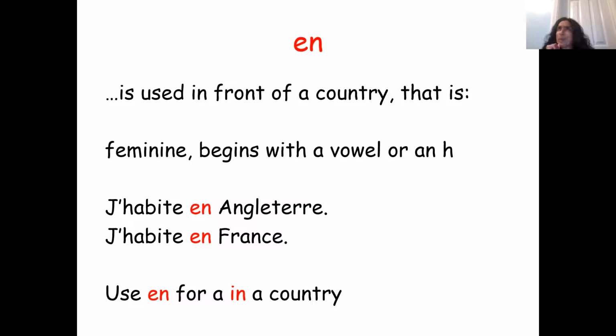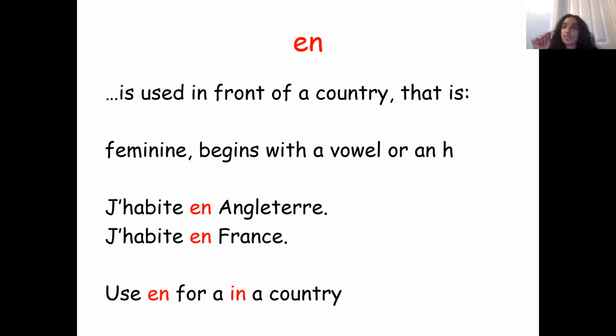So if somebody said to me, où habites-tu? I would say, j'habite en Angleterre. I live in England. This country begins with a vowel. Remember, our vowels are A, E, I, O, or U. So you wouldn't say j'habite dans Angleterre. You'd say j'habite en Angleterre. Now, can you say j'habite en Angleterre? You repeat after me. J'habite en Angleterre.